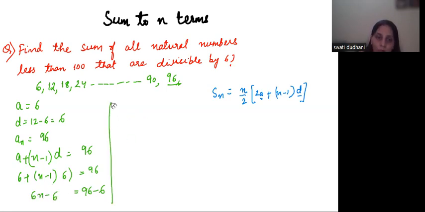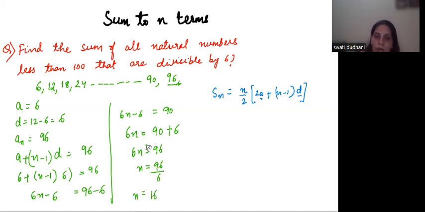6 into 1 is 6. So now 6n minus 6 is equal to 96 minus 6, which is 90. So 6n is equal to 90, and again minus 6, when I transpose, it becomes plus 6. 6n is 96. So n is equal to 96 by 6, which is 16. So number of terms below 100 are 16 terms.